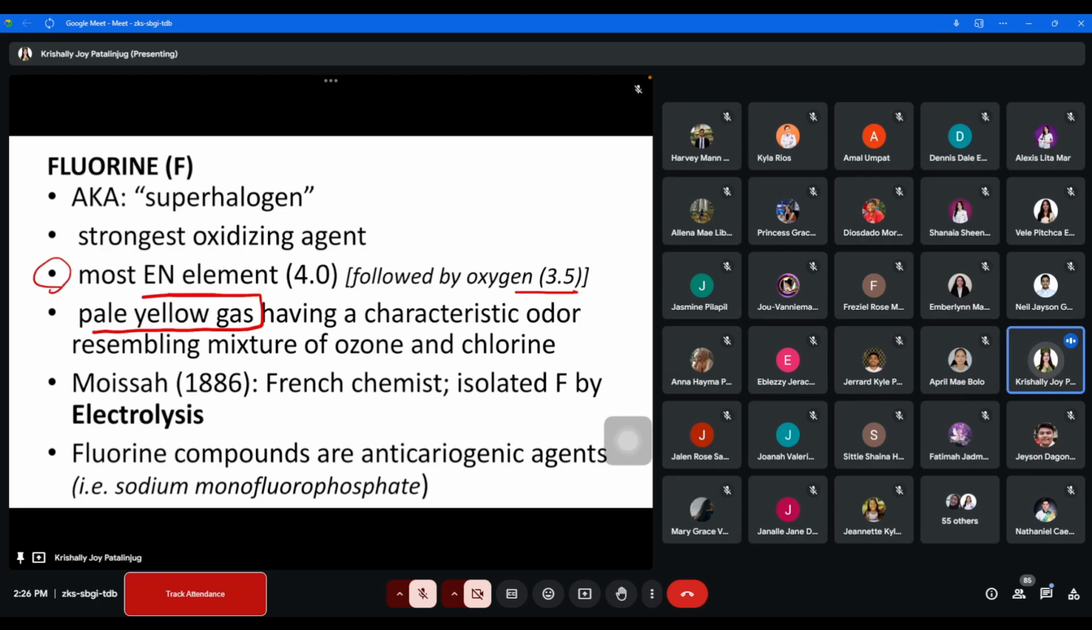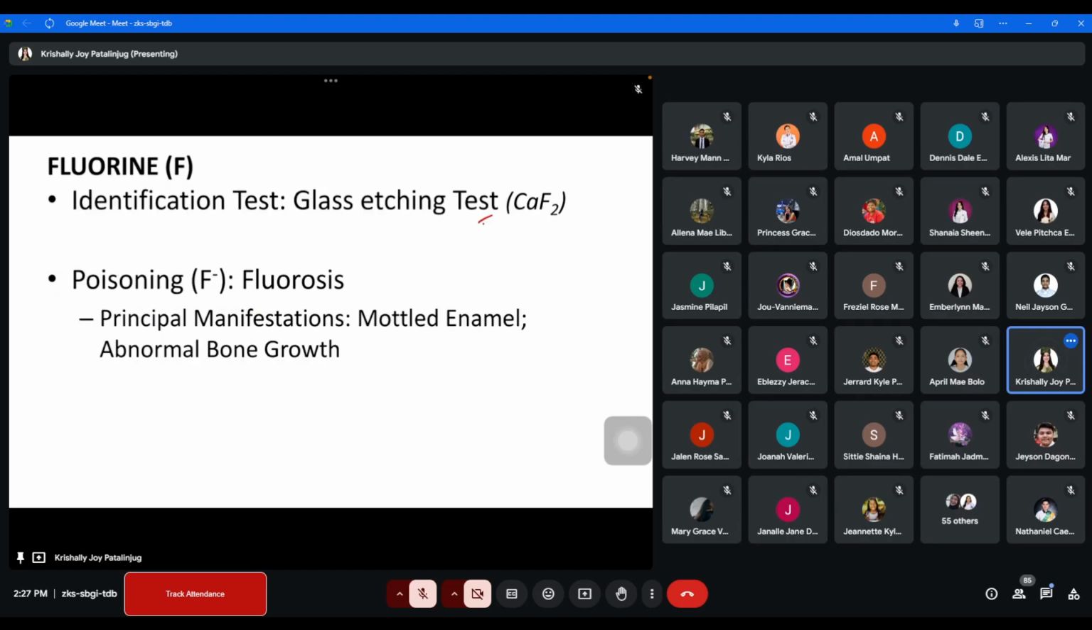Characteristic color ng gas, pale yellow. And yung mga fluorine compounds, sabi na to, you know this, anti-carcinogenic, they prevent dental caries. Anti-carcinogenic. Halimbawa, sodium monofluorophosphate, the primary component diba ng toothpaste. Ito, identification test for fluorine is glass etching test using calcium fluoride. Ito, poisoning, you know this already. Poisoning with fluorine, fluorosis, yung mottled enamel.